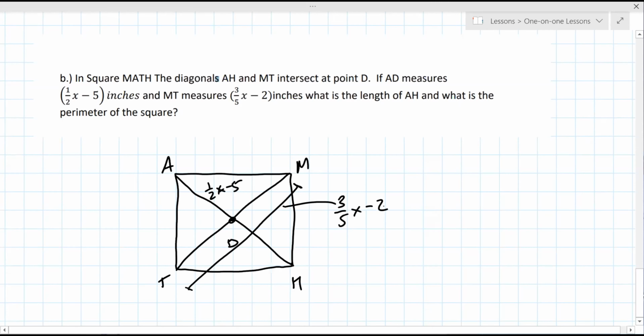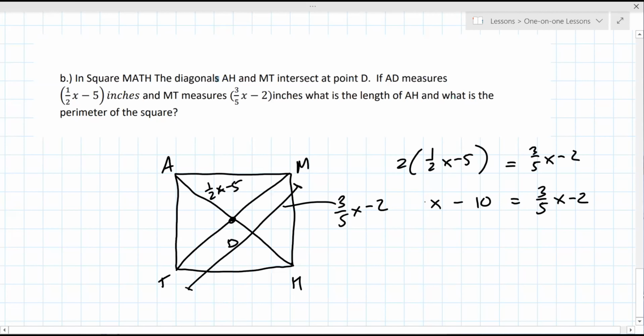What you're supposed to realize is that the diagonals are congruent in a square. Since they're congruent, A to D is half of M to T. So you could double this: 2 times this 1/2 x minus 5 is going to equal this 3/5 x minus 2, because that's the whole thing. So that's nice because when you throw it in, you get x minus 10 equals 3/5 x minus 2.